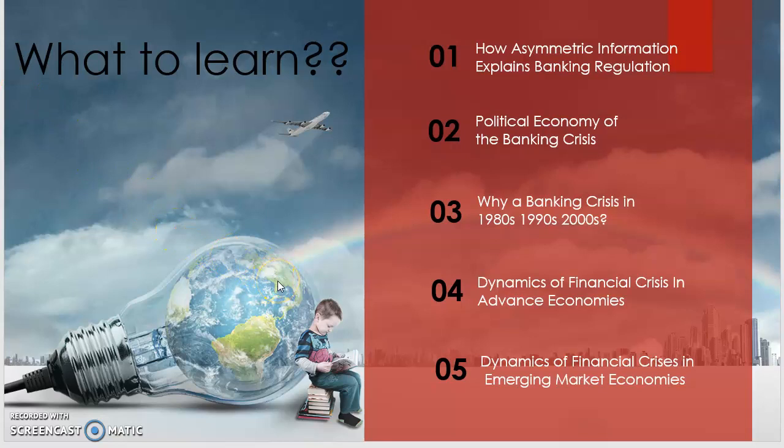Okay, there are five subtopics that will be covered. The first one is how asymmetric information explains banking regulations, political economy of the banking crisis, why a banking crisis occurs in the 1980s, 1990s and 2000s, dynamics of financial crisis in advanced economies and dynamics of financial crisis in emerging market economies.